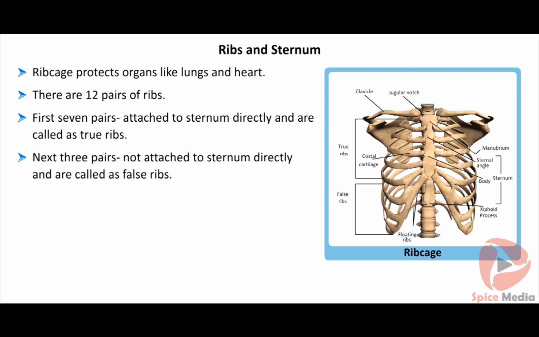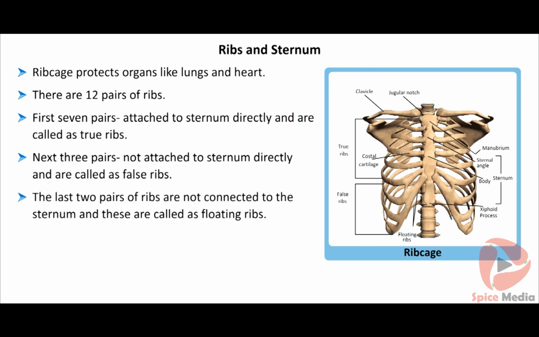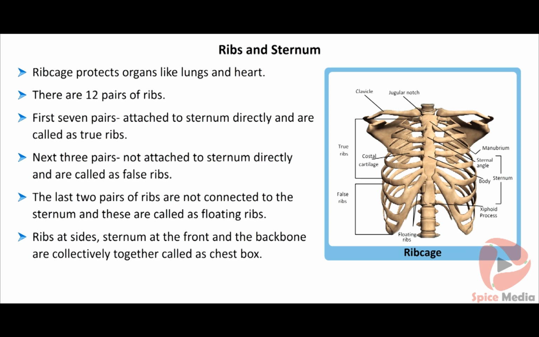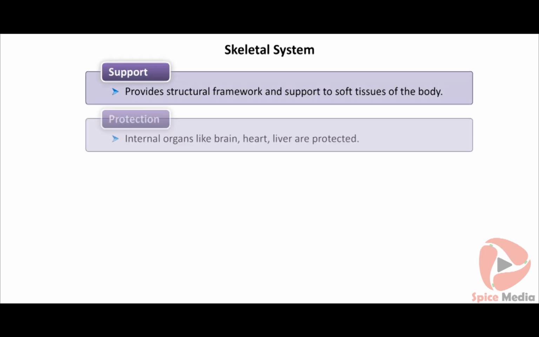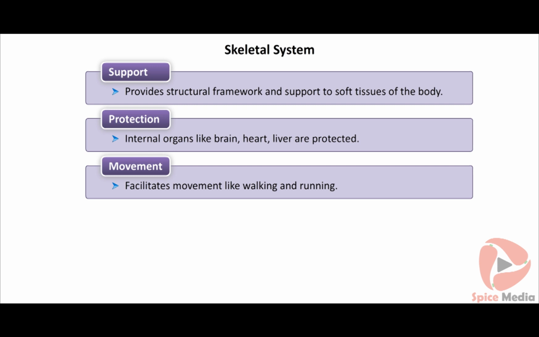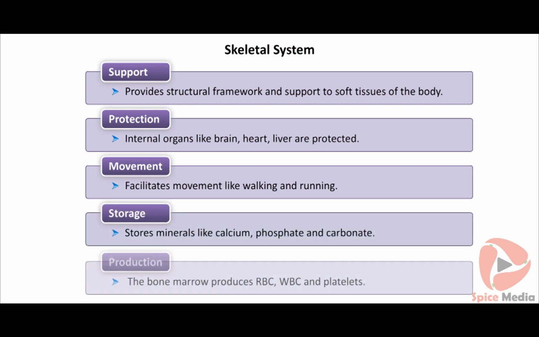Rib cage protects organs like lungs and heart. There are 12 pairs of ribs. First 7 pairs of ribs are attached to sternum directly and are called true ribs. Next 3 pairs of the ribs are not attached to the sternum directly and are called false ribs. The last 2 pairs of ribs are not connected to the sternum and these are called floating ribs. Ribs at sides, sternum at the front and the backbone are collectively called the chest box.